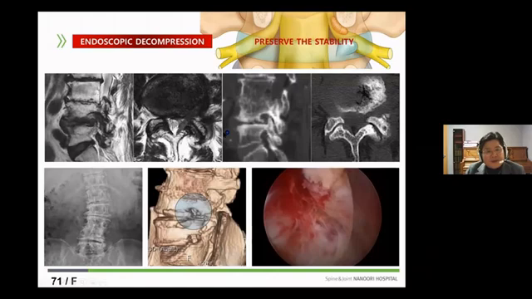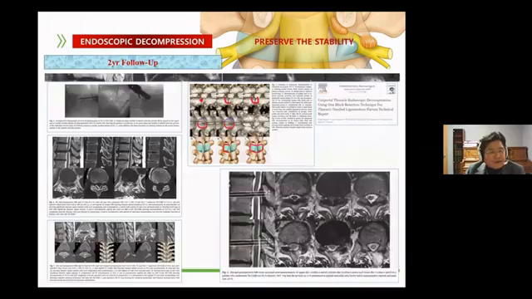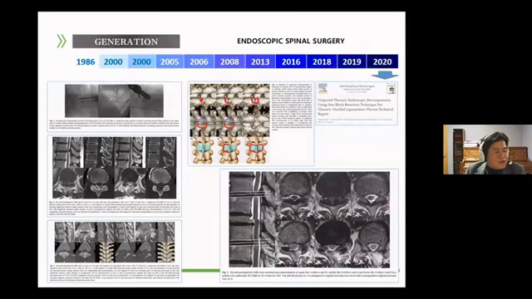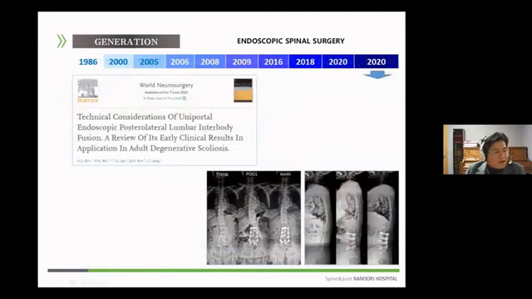You can see here, this patient was followed for more than 2 years. Endoscopic decompressive surgery is now also applied to the thoracic spine, like this thoracic decompression. In particular, it is effectively used in discal pathology, and most of the cervical spine is also possible. With this advancement of endoscopic spine surgery, the era of endoscopic fusion surgery is now possible.